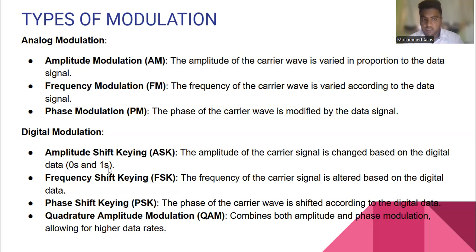Next, the digital modulation. ASK means amplitude shift keying. The amplitude of the carrier signal is changed based on the digital data, zeros and ones. Frequency shift keying, FSK: the frequency of the carrier signal is altered based on the digital data. PSK: the phase of the carrier wave is shifted according to the digital data. In QAM, it combines both amplitude and phase modulation. AM and PM together allow for higher data rates.